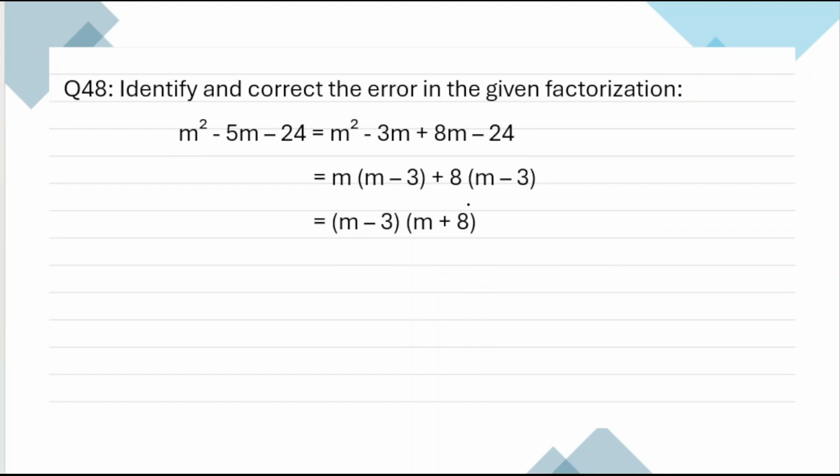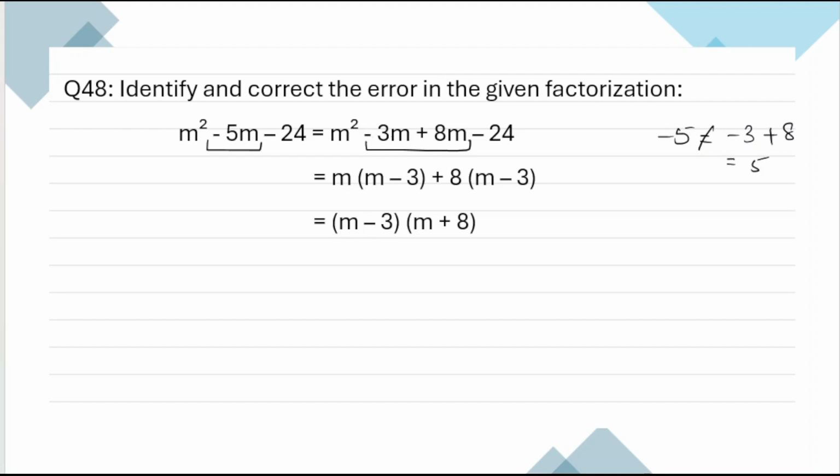Identify and correct the error in the given factorization. All right. So m square minus 5m minus 24, they have written this negative 5m as negative 3 plus 8, meaning negative 3m plus 8m. Is it correct? No, because negative 5 is not equal to negative 3 plus 8, because 8 minus 3 is 5. So it's not equal to negative 5, it is equal to 5.